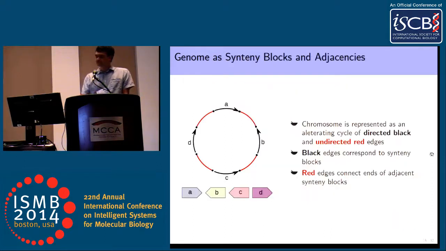And now our genome is represented as a permutation of synteny blocks. So it is natural to build a so-called genome graph. In this graph, we have directed black edges, which represent synteny blocks, and we have undirected red edges that connect adjacent ends of adjacent synteny blocks. And as you may notice, we consider circular genomes, as bacterial genomes are circular.